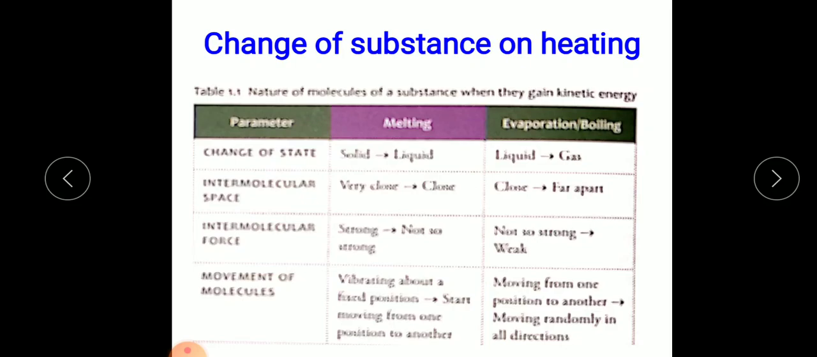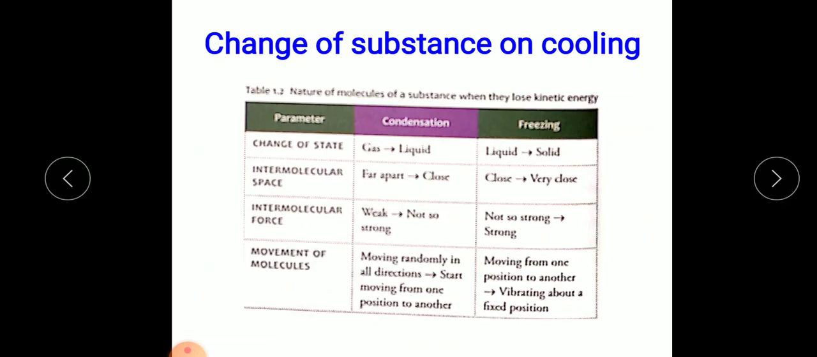intermolecular space becomes close to far apart, intermolecular force becomes not so strong to weak, and movement of molecules changes from moving from one position to another to moving randomly in all directions. This was the change of substance on heating. Again, we have seen the change of substance on cooling, in the processes called condensation and freezing. When a substance changes from gas to liquid, the intermolecular space goes from far apart to close, and in freezing, from liquid to solid, the intermolecular space becomes close to very close.